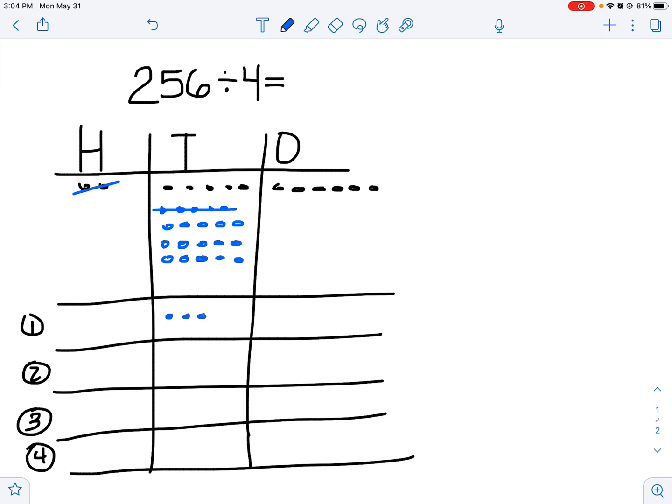So I know that I can put 5 in each group. 1 group of 5, 1 group of 5, another group of 5, and another group of 5. Just trying to make this a little more efficient.